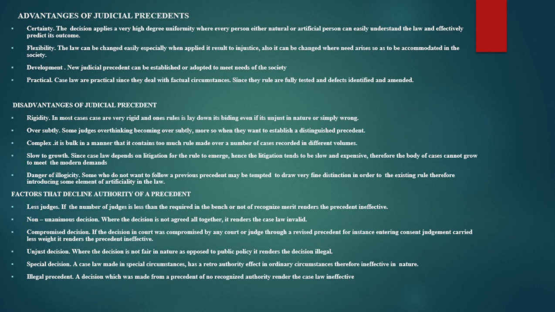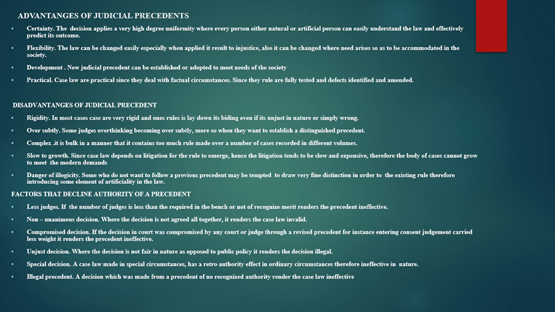Compromised decision. If the decision in court has been compromised by another court or judge through a revised precedent, for instance, entering a consent judgment that carries less weight, it renders the precedent ineffective. Where there is a compromised decision, where a judge tried to revise the precedent, since when applied it results in injustice, it can lead to the precedent being termed ineffective and read to be narrow and void.